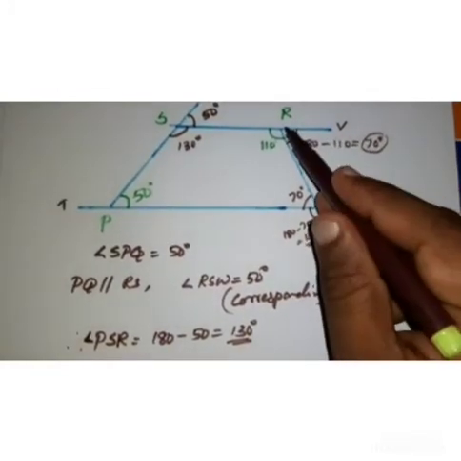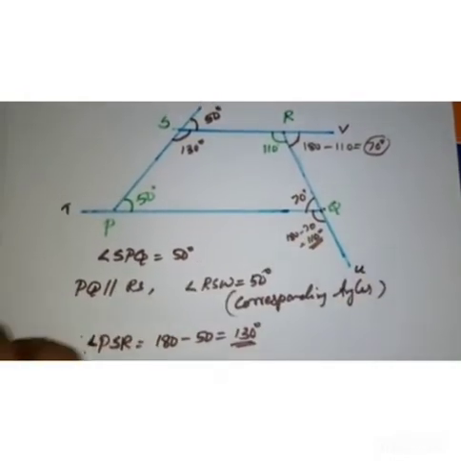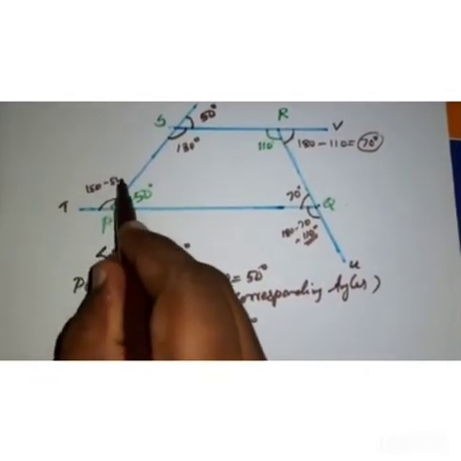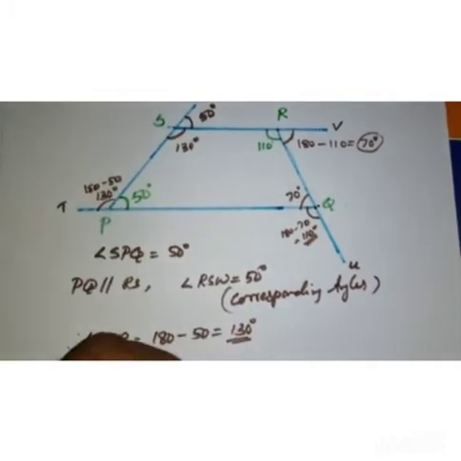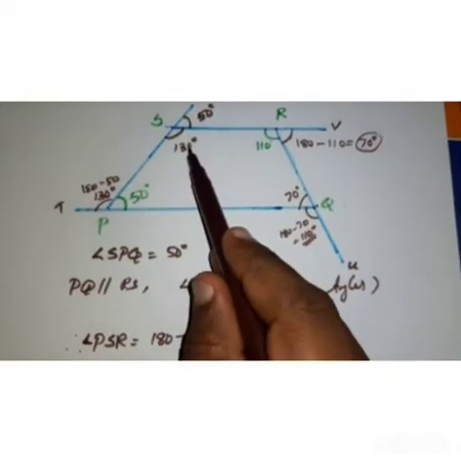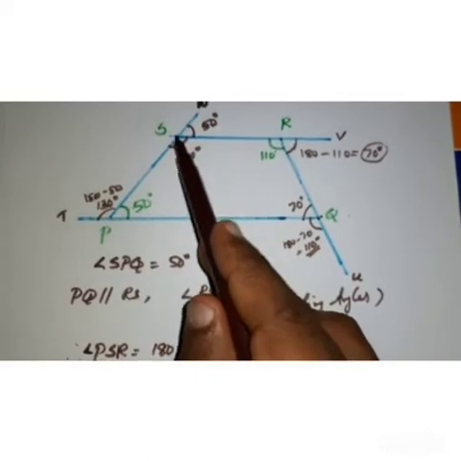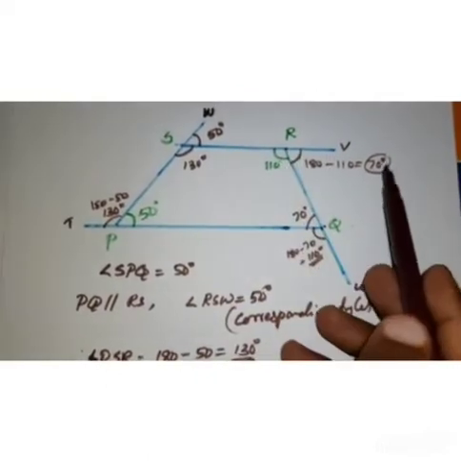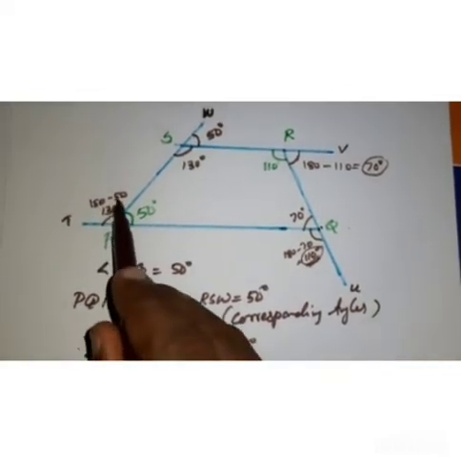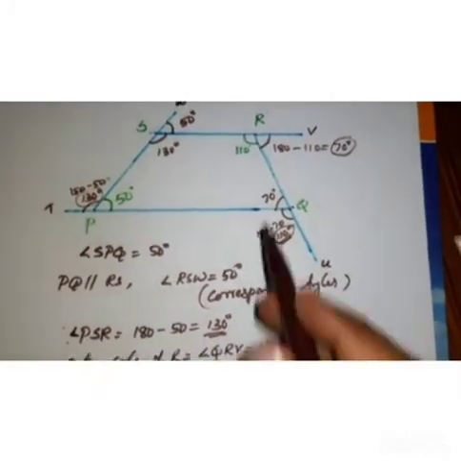So 70 is the outer angle of R. 110 is the outer angle of Q. Next we have to find out the outer angle of P. This is how much? 180 minus 50 will get 130 degrees. So these are the four inner angles: 50, 130, 110, 70. And the outer angle at S is 50, at R is 70, at Q is 110, and at P is 130 degrees. So you have to write like this.